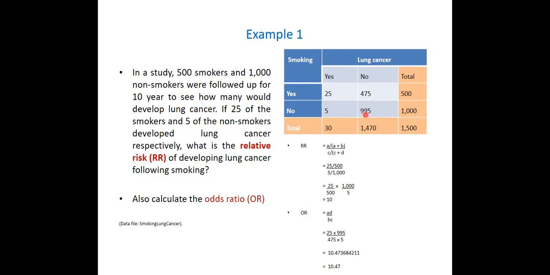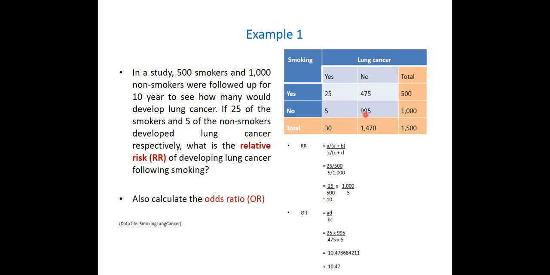25 over 500, because the total in that category is 25 that smoke. And of 500 that smoke, 25 of them develop lung cancer. So the risk of lung cancer among smokers is 25 over 500. If you want to express it as a percentage, it is 25 divided by 500. Now, the risk of lung cancer among the other group of people, the non-smokers, is 5 over 1,000. So from what you see, 25 out of 500 is bigger than 5 out of 1,000. So of course, it appears that the risk of lung cancer is higher among the smokers.